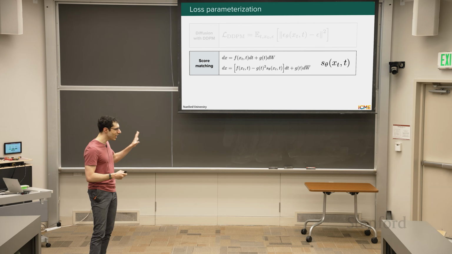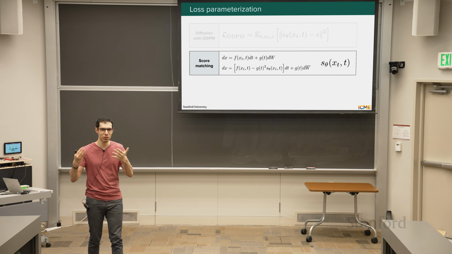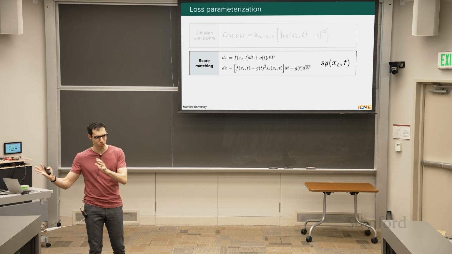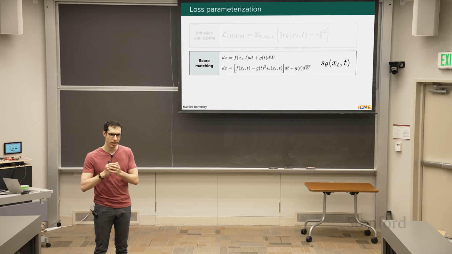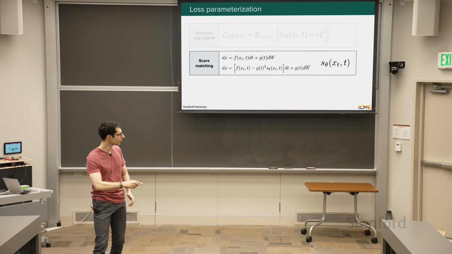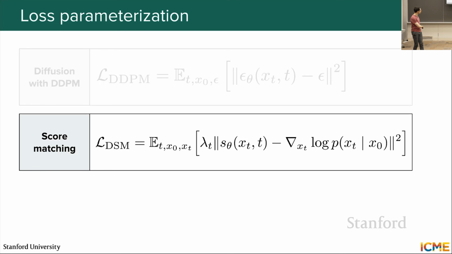And this just highlighted the fact that we needed to estimate the score in order to denoise into clean images. And here, the loss was an expectation over the score that you wanted to estimate minus the actual score of the noise distribution. So that's the second loss that we saw.